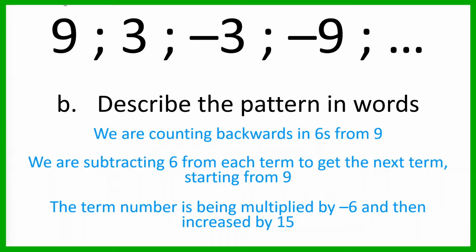So if we take the term number 1 and we multiply by negative 6, that'll give us negative 6, and then we add 15, that will give us the 9 that we've got over here. Okay, the same thing over here. If I take the term number, which is 2, multiply it by negative 6, that gives me negative 12, and then I add 15, that gives me 3. So this method of describing the pattern in words is to basically tell what the rule is, just in language form.